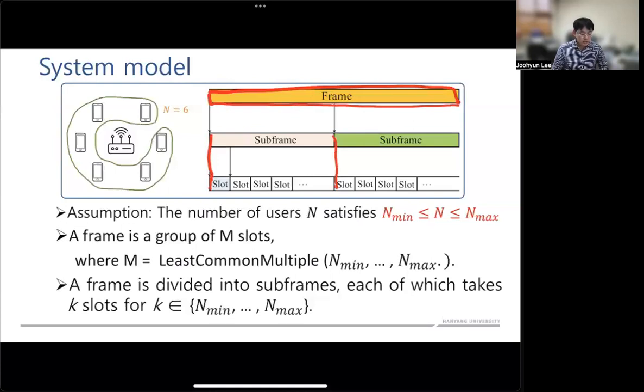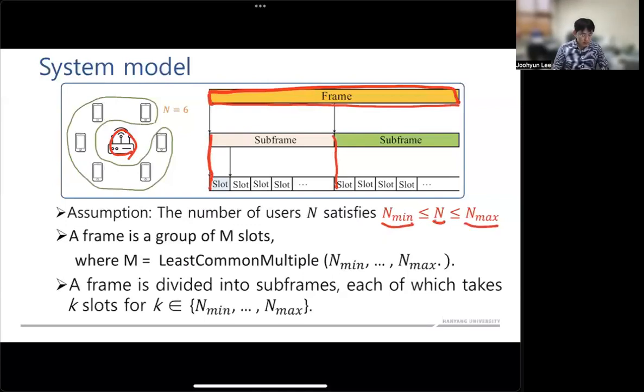And one assumption that I want to make, to derive some algorithm and analysis, is that this is an uplink scenario, and the AP knows in advance that the number of users in its vicinity is n, and the AP knows that this n is between n min and n max.